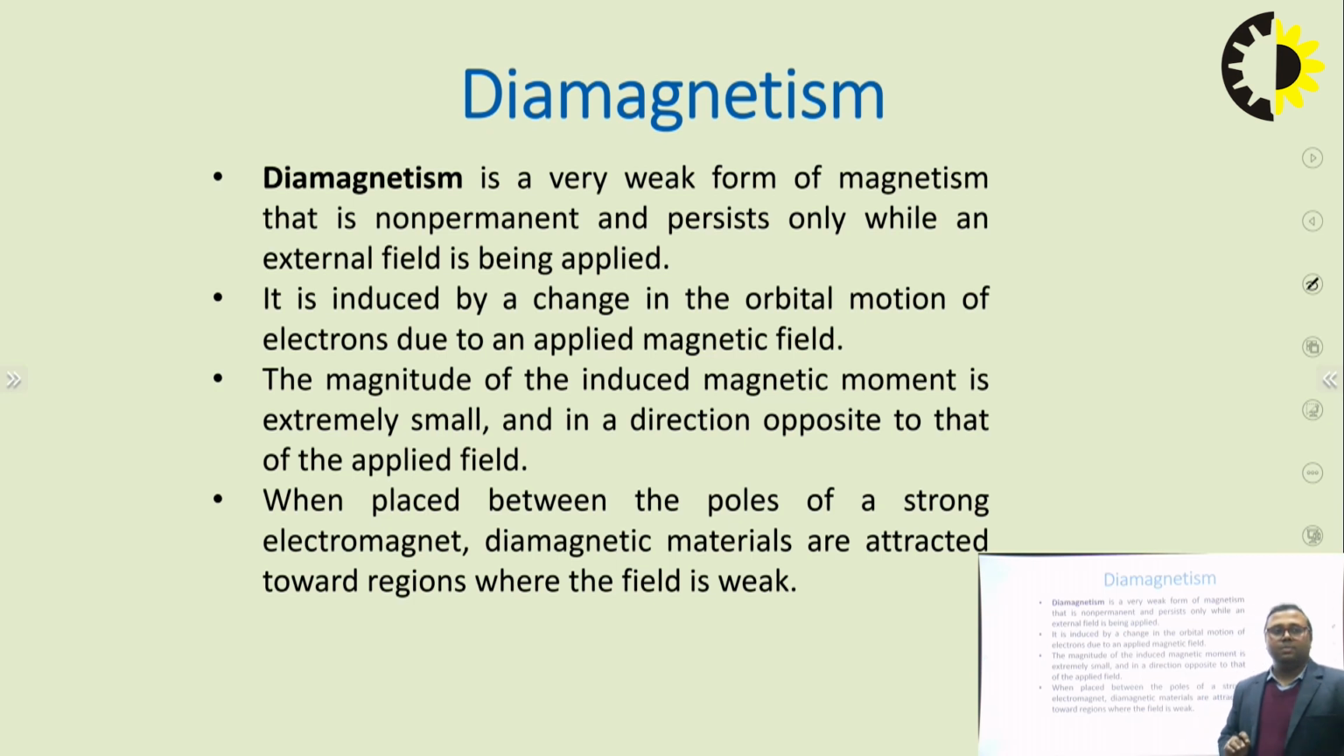When placed between the poles of a strong electromagnet, diamagnetic materials are attracted towards the region where the field is weak, because the magnetic moment induced is very small and is always directed opposite to the direction of the applied magnetic field. That's why a diamagnetic material placed in a strong electromagnet is attracted toward the region of low magnetic field.